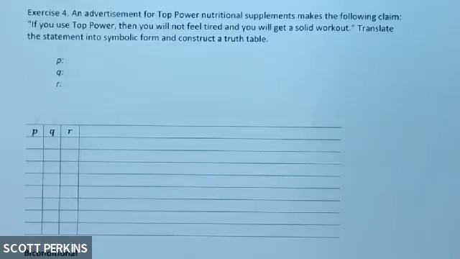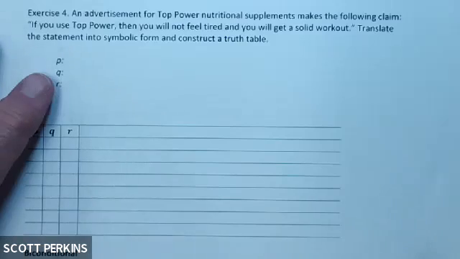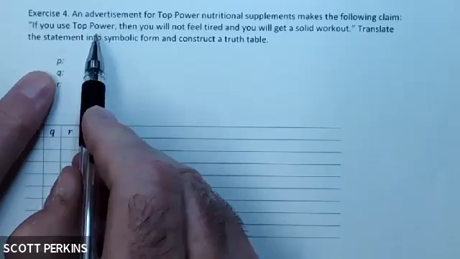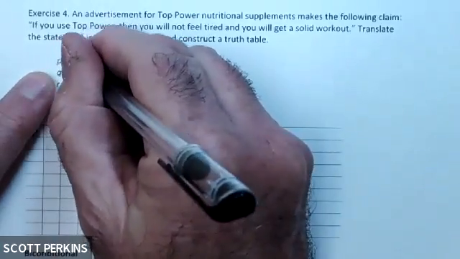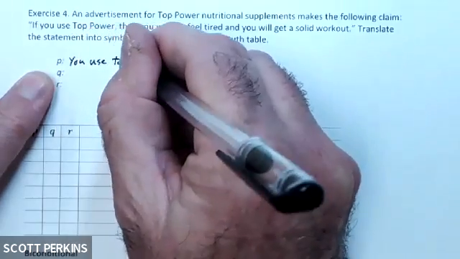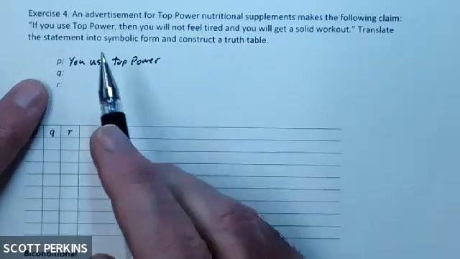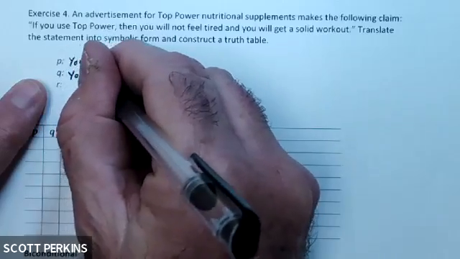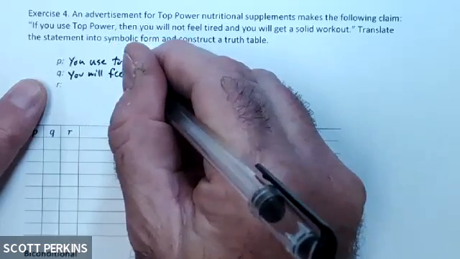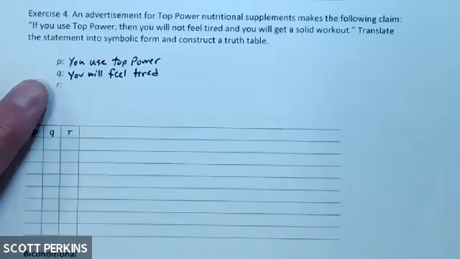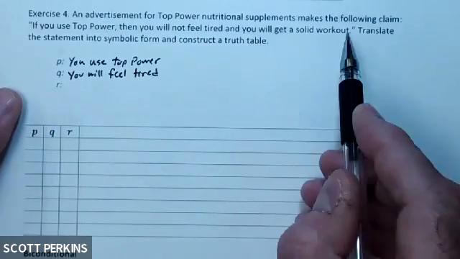I'm just going to read the statement from left to right, and I'm going to write down the simple statements in the order that I see them. If you defined the simple statements in a different order than I did, that's okay. It doesn't affect really anything. So here goes. If you use top power, so my statement P is going to be you use top power, whatever top power is. Then you will not feel tired. So statement Q is you will feel tired, which we would not want, I guess. And then the last one is you will get a solid workout.